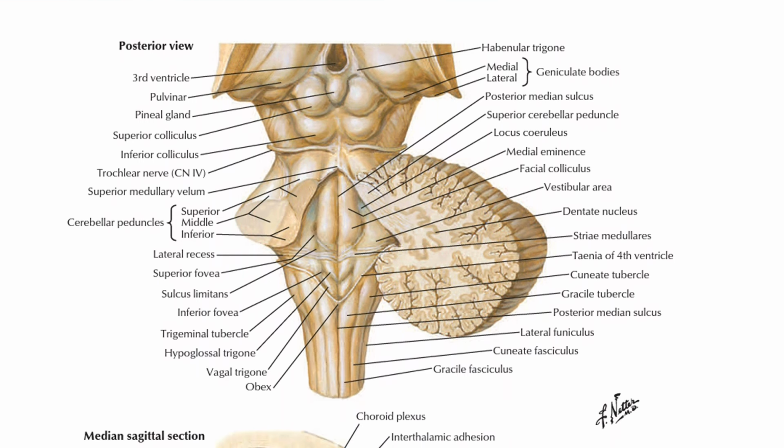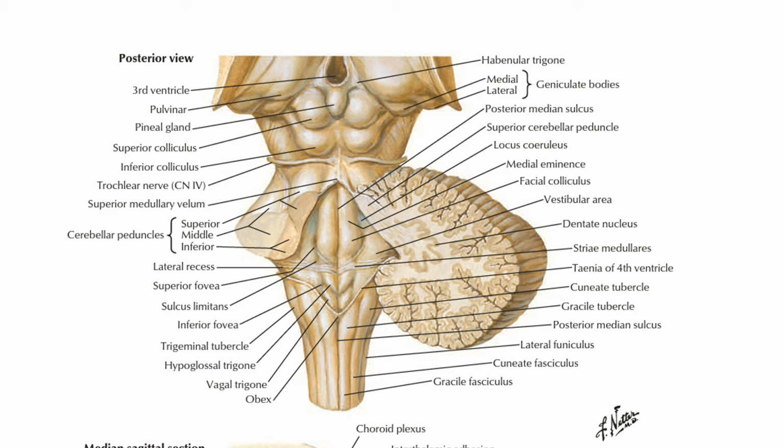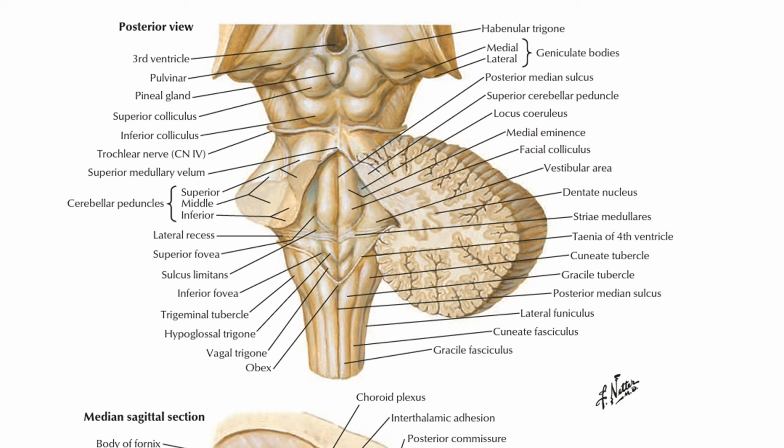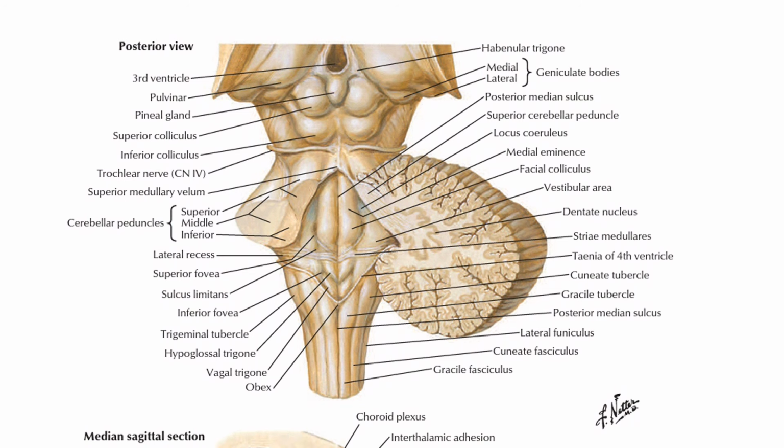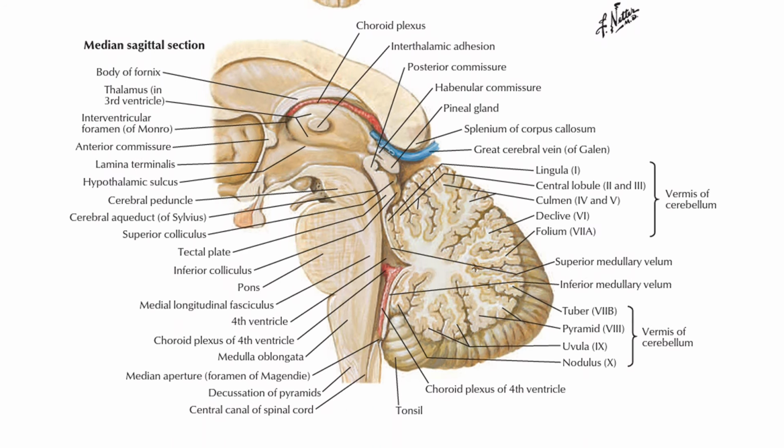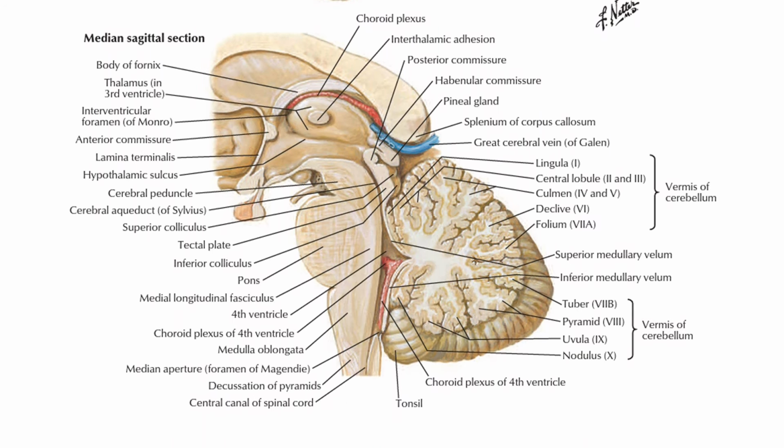The posterior view of the brainstem. Then this is the median sagittal section, and here this is the pons.